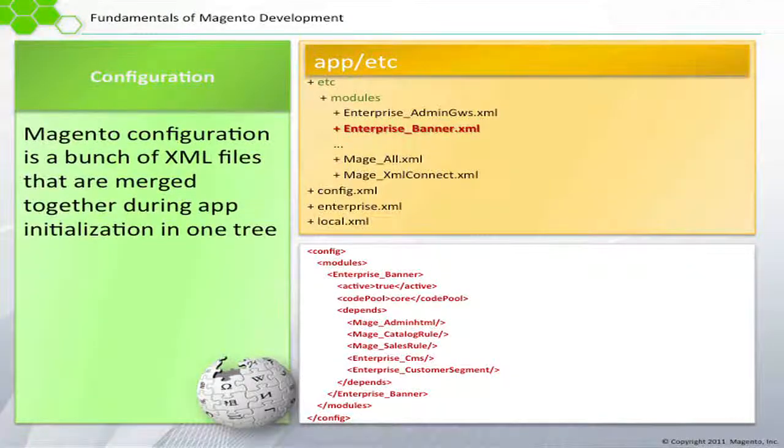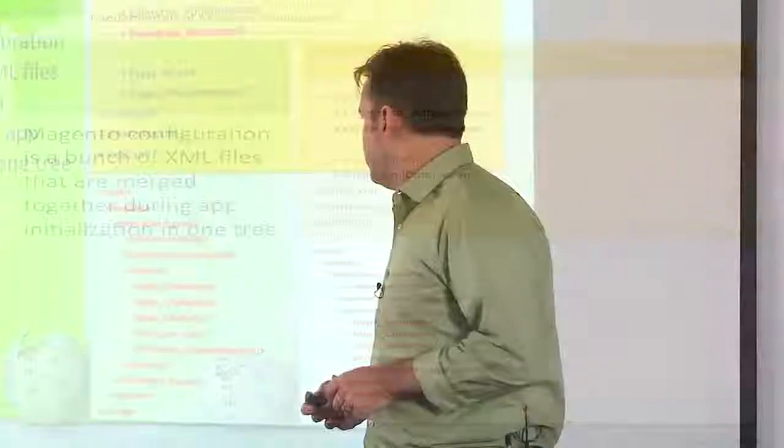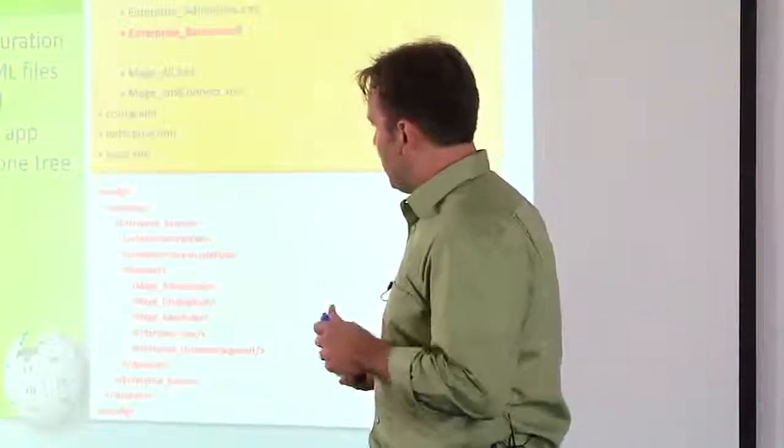There are some other vital pieces of information in here. The active flag basically says to the application, this module is active, go forth and find its configuration in the module folder. And then the code pool simply specifies where under app code the module can be found. Okay? And then here we actually have set up some dependencies.